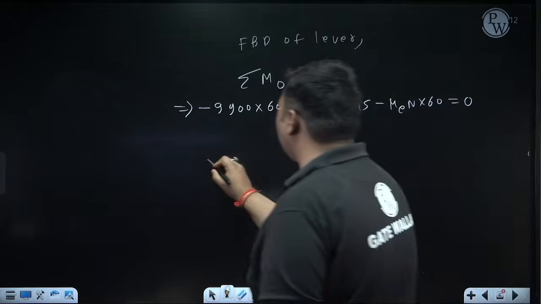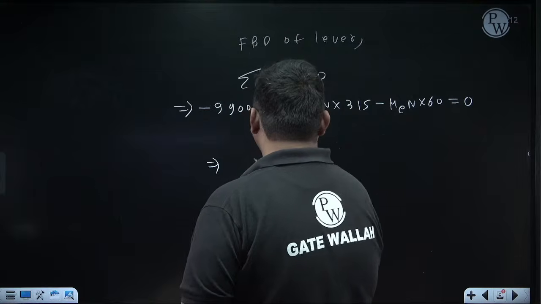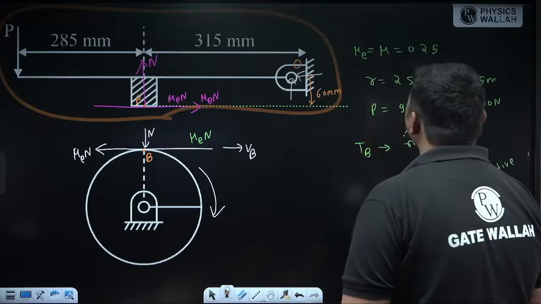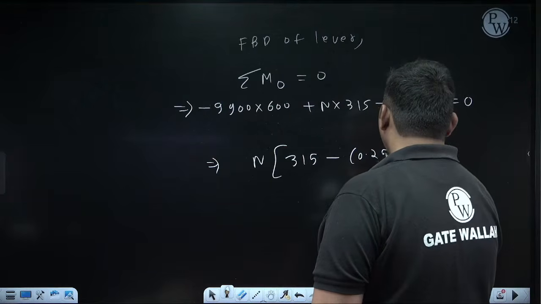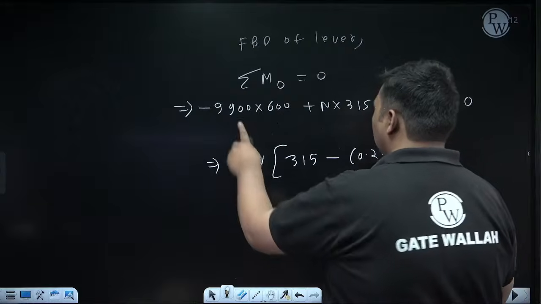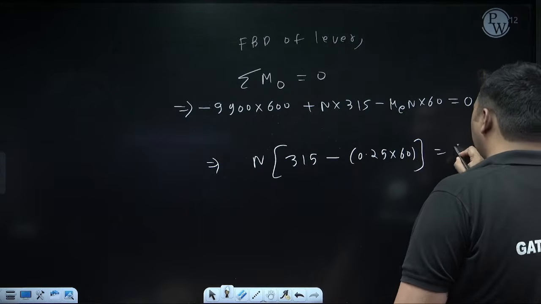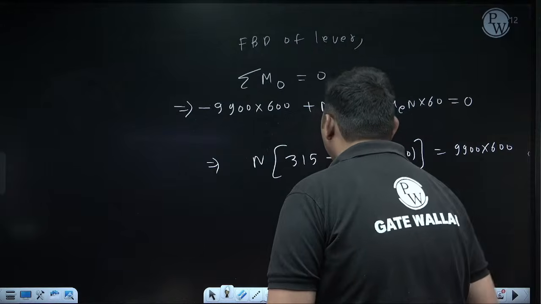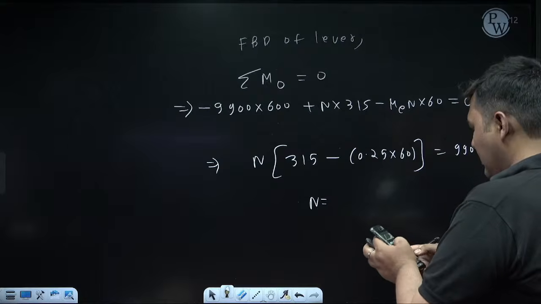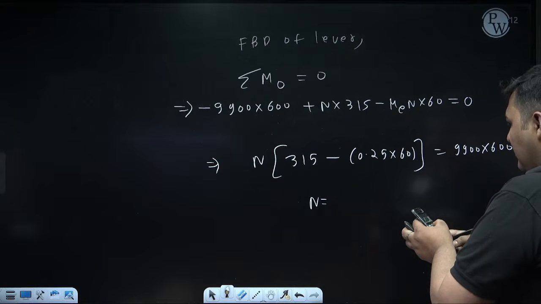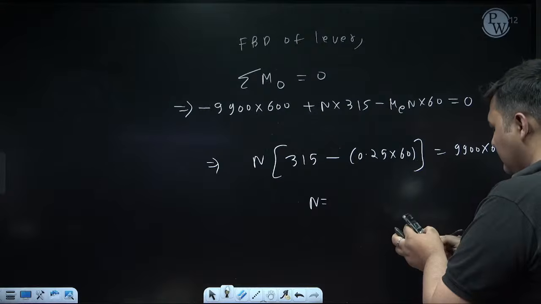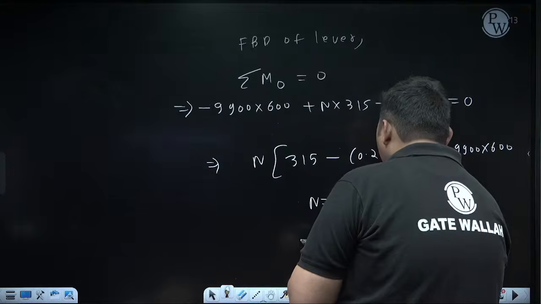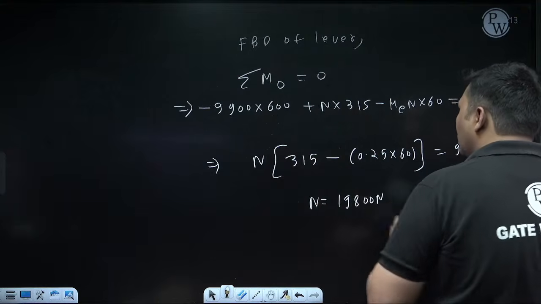So in this equation, only one unknown N is coming, that I can calculate. See, I am taking N common. It will be 315 minus mu equivalent, mu equivalent is 0.25, into 60. That is equal to, if you shift minus to this side, it will become plus, 9900 into 600. So how much is the value of N? It will be 9900 into 600 upon 315 minus 0.25 into 60. Is it coming 19800 Newton? Since we have put P in Newton, N will also come in Newton.